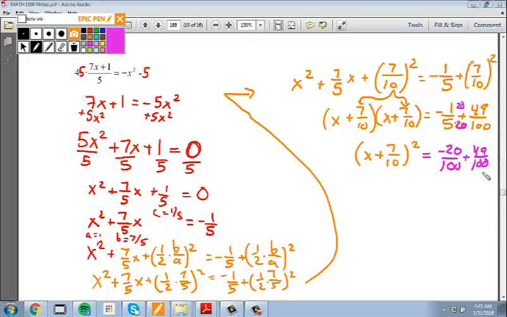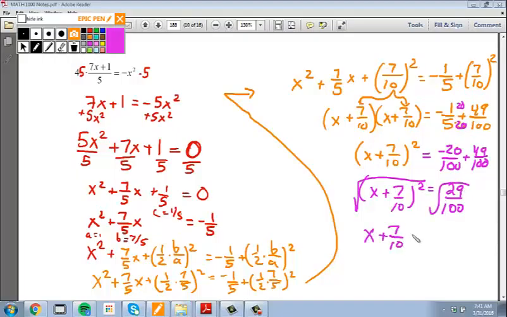Alright. So now, negative 20 plus 49 is 29 over 100. Now it is time for the square root. But I need to remember to put plus or minus in front of the square root. And I know the square root of 100 is 10. Then I subtract the 7 over 10 on each side. So x is negative 7 over 10 plus or minus the square root of 29 over 10.